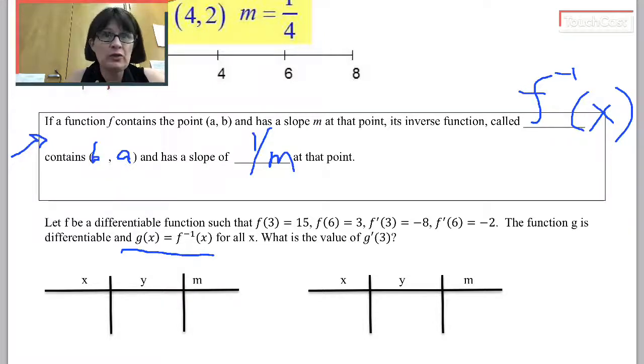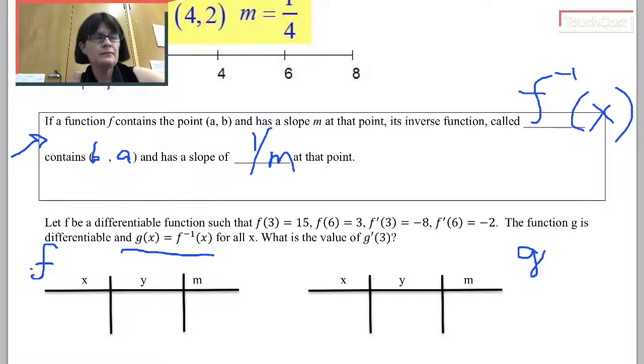So I'm going to show you how I like to answer this question. I like to make the two little double T charts that you're looking at. I know some information about f, and I know some information about g. So I'm just going to label, and one of these charts is going to be for f, one is going to be for g.